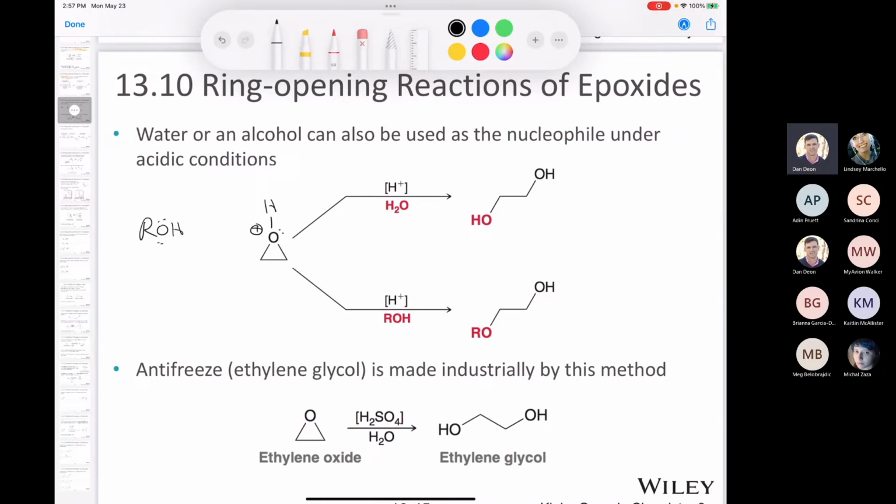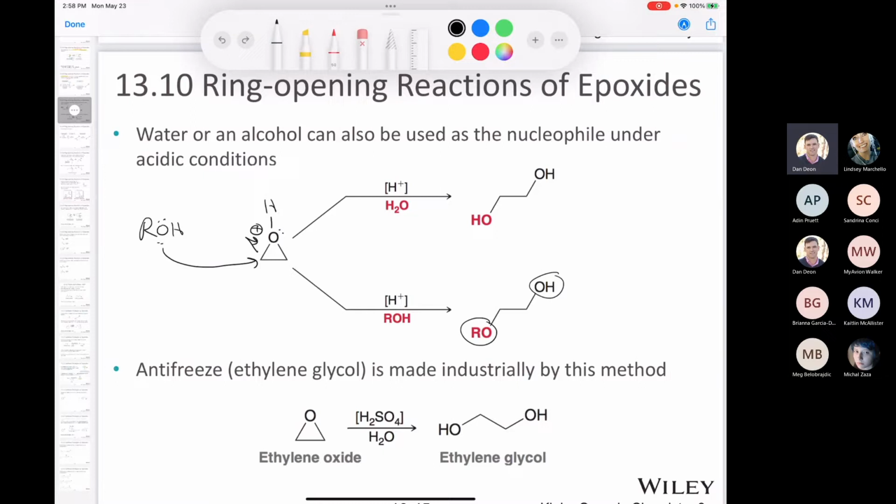ROH, well, in that case, it's going to do the nucleophilic attack, and you're going to end up with an ether and an alcohol in the same molecule. In fact, this first reaction that I have shown here, that's how ethylene glycol is made, which is used in antifreeze. This is how it's made on an industrial scale, is they take ethylene oxide and just treat it with a catalytic amount of sulfuric acid and water. So it's an acid catalyzed ring opening reaction.